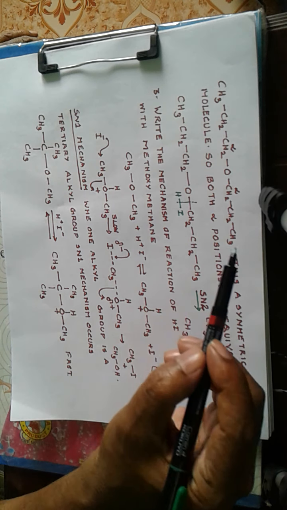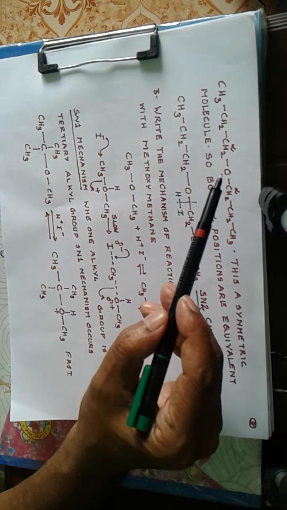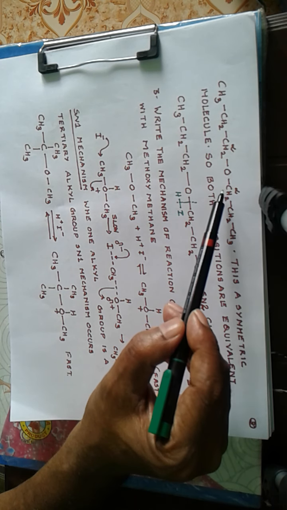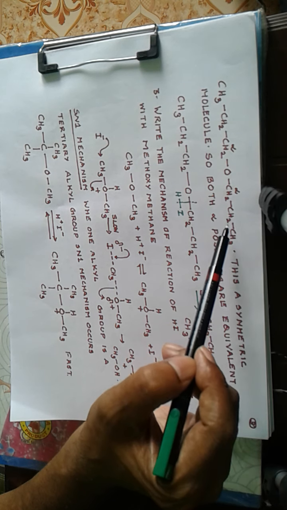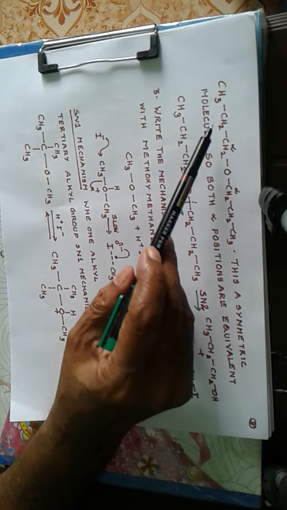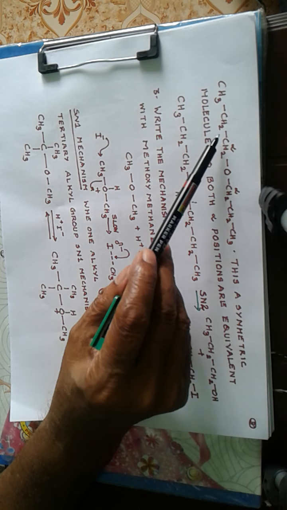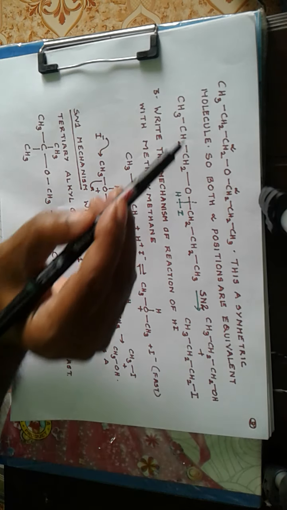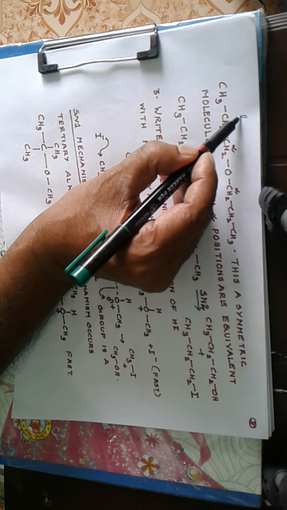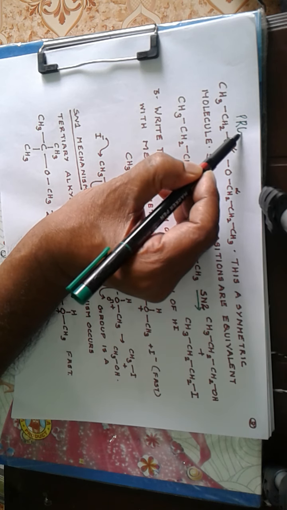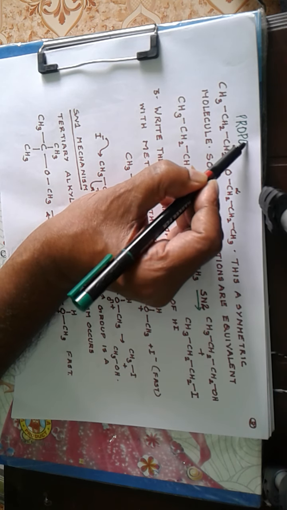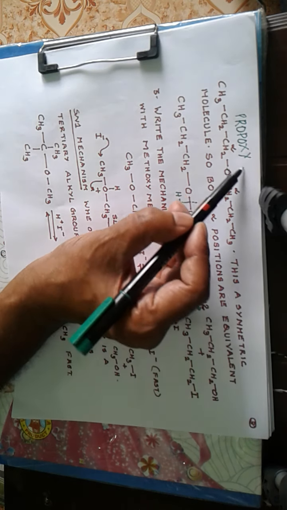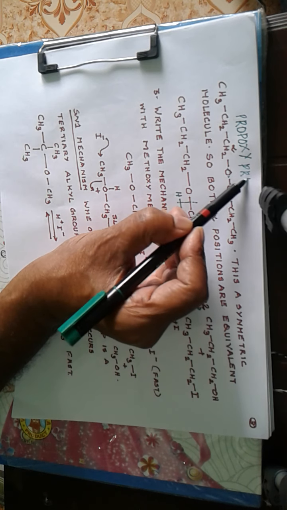Now the molecule, this may be called the derivative of propane, and this is also a propyl group, so it is called propoxy propane.